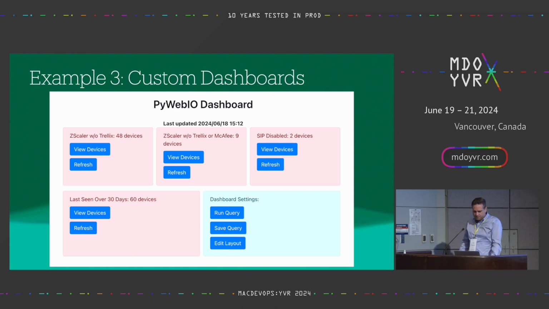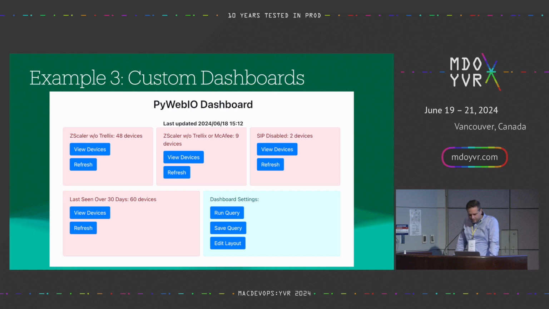So here's an example of a couple of things that we're using: making sure some devices had a particular program installed, comparing some devices that had a program installed but not another program installed, some devices that did not have System Integrity Protection enabled, and devices that had not checked in for over 30 days. Whenever you click on the View Devices button, it would have a drop down that shows the devices. The refresh again would check in and get the latest list.